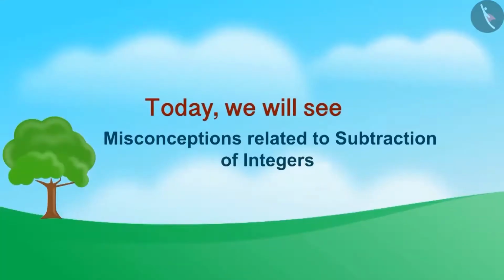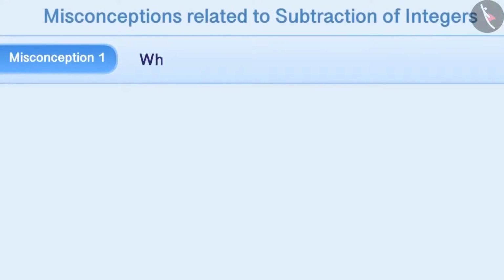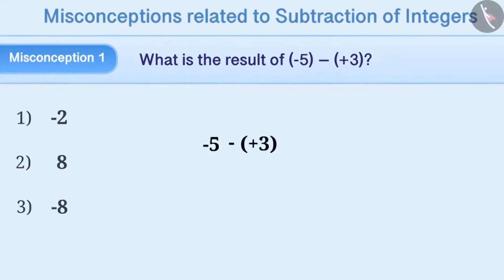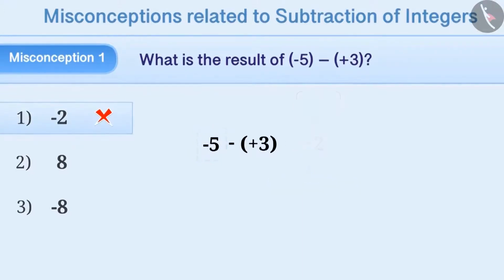Today, let's look at some misconceptions related to the subtraction of integers. Misconception 1. What is the result of -5 minus +3? While solving -5 minus +3, sometimes 3 is subtracted from 5. Since 5 is the larger number here, the negative sign is placed before the result. Similarly, sometimes 3 is subtracted from 5 and the sign of the first number, that is -5, is placed before the result. Because of these two misconceptions, option 1 is chosen as the answer, which is incorrect.